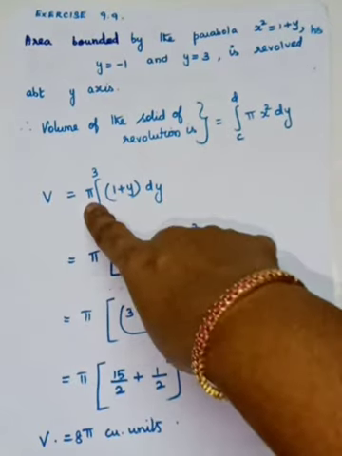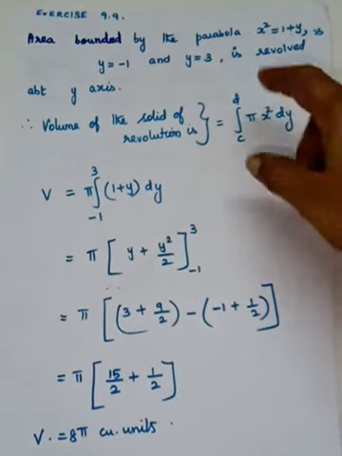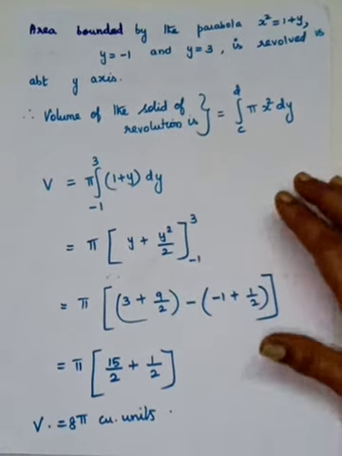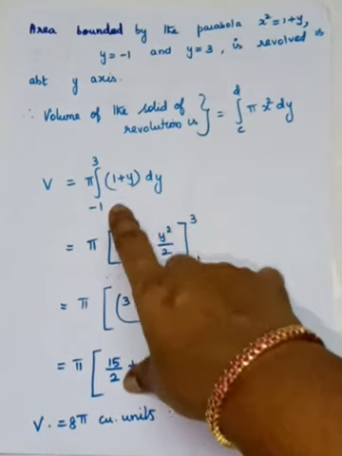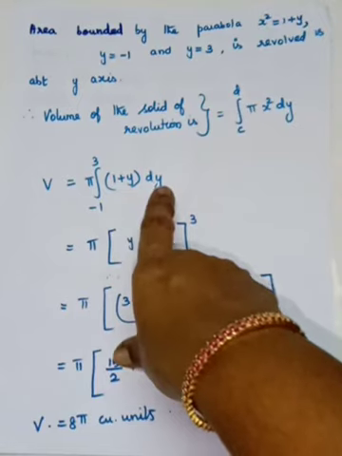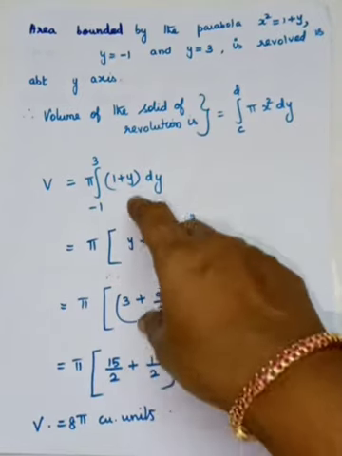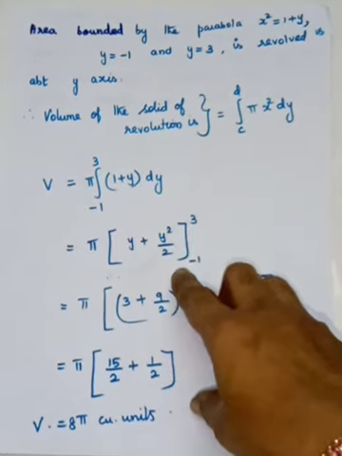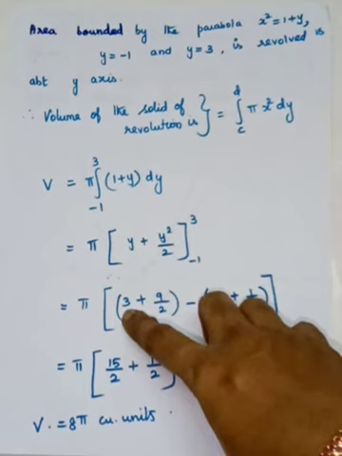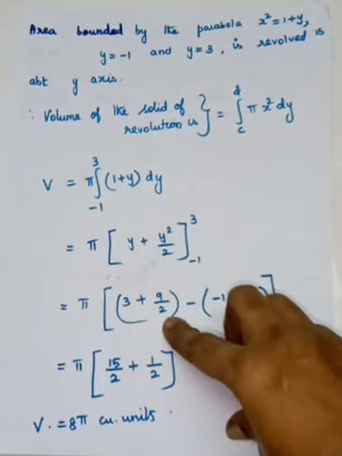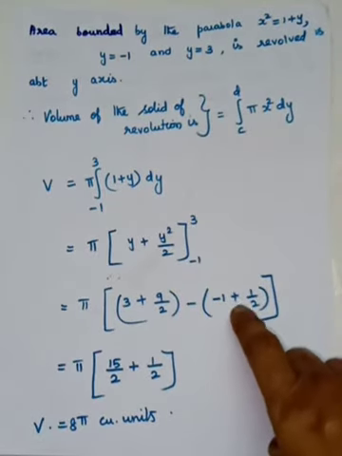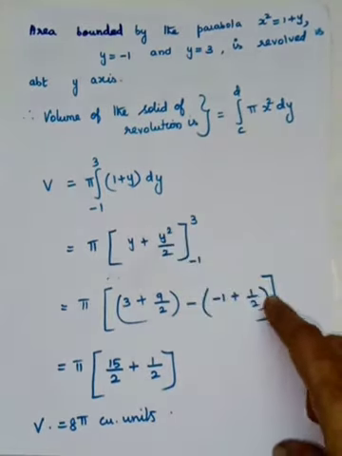This pi is a constant, it is taken out. You have to take x squared. The parabola is x squared is equal to 1 plus y, so in the place of x squared, you have to substitute 1 plus y. If you integrate this, 1 is a constant into dy, so it is y. Plus, if you integrate y, it is y squared by 2. And you have to apply the upper limit. In the place of y you substitute 3, plus 3 squared, 9 by 2, minus you have to apply the lower limit, in the place of y you have minus 1, plus minus 1 the whole squared is plus, that is 1 by 2.